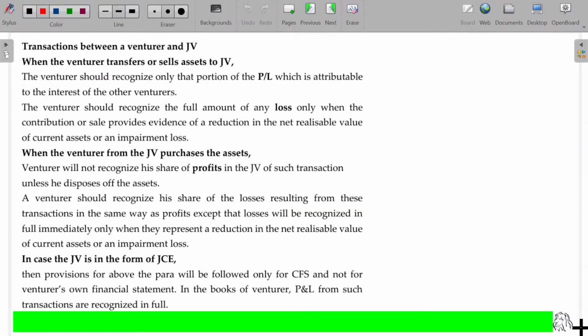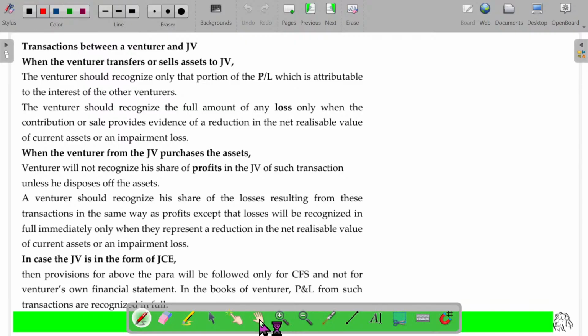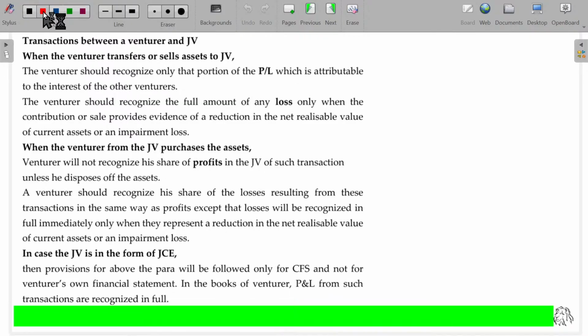Now, what happens here is similar to the things we have learned in consolidation. What's that? The venturer transfers or sells assets to the joint venture. You understand? Okay. So you might have studied that, right? Assets sold, stock transfer, unrealized profit on unsold stock. Assets may be sold by a holding company to a subsidiary company, or vice versa, by adding profit. While clubbing, you have to eliminate that unrealized profit, right? The same logic will be applicable.